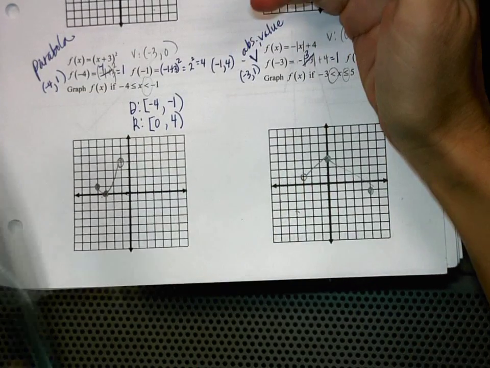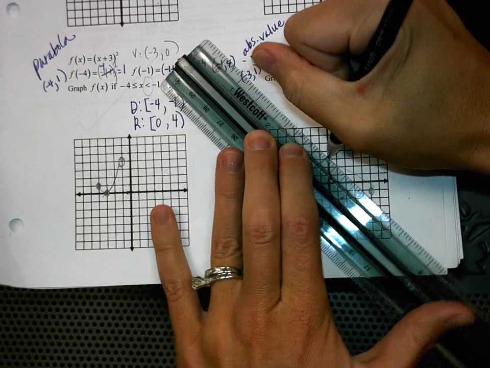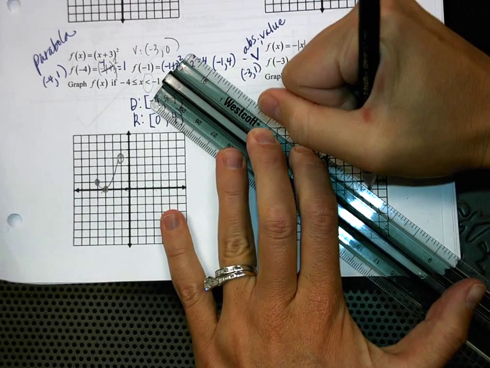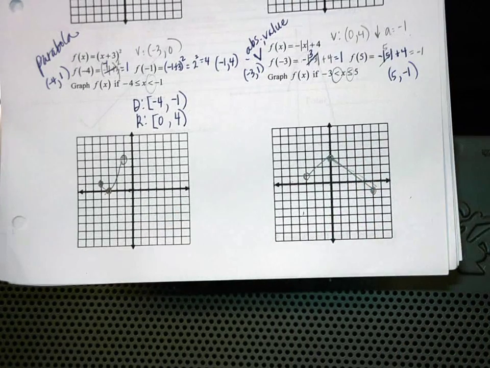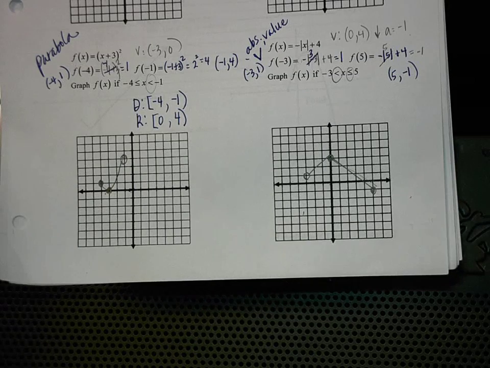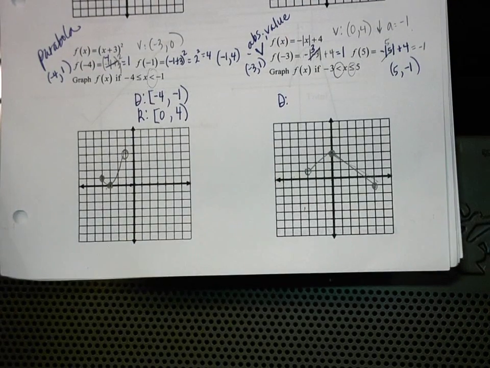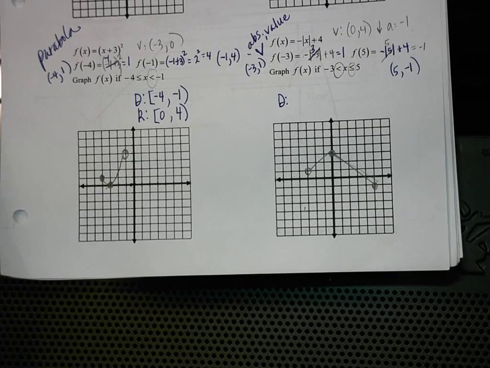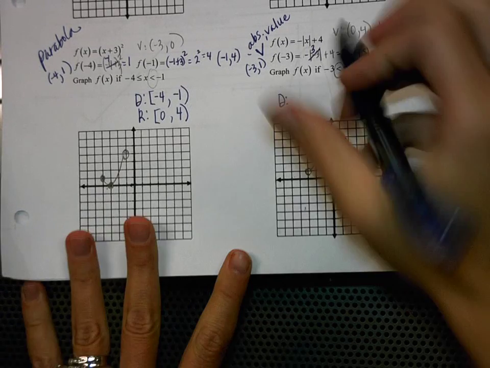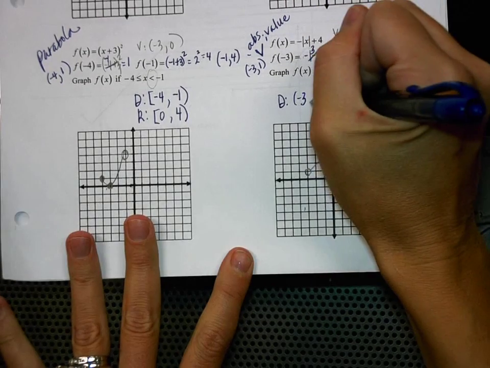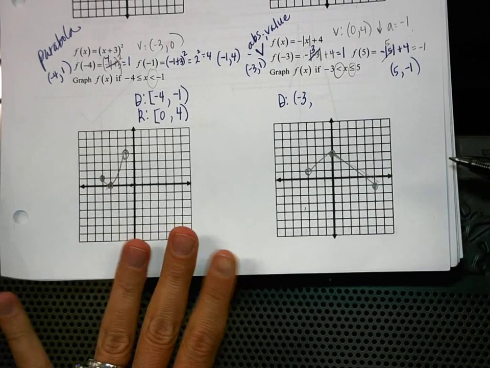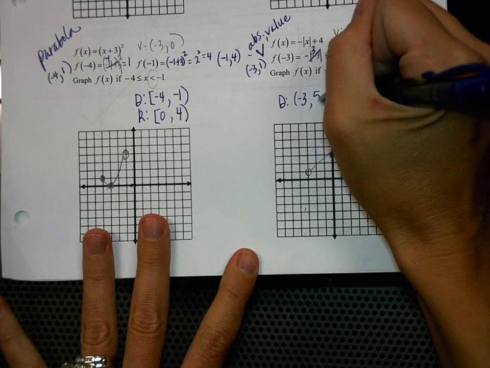So I should use a ruler. Okay, anyways. All right, so domain and range. What will be my domain on this one? What is my smallest x value? Good, parenthesis or bracket. Good. Negative 3, and it goes all the way to 5, and is that perfect?